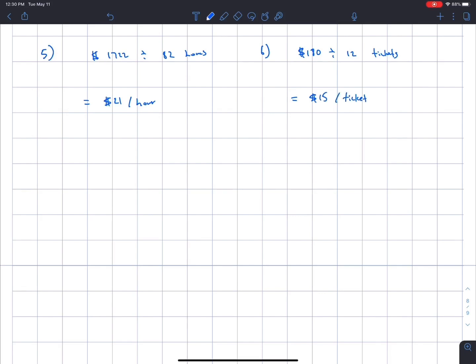Now we can say 7 tickets would cost 15 times 7. So 7 tickets would cost $105.